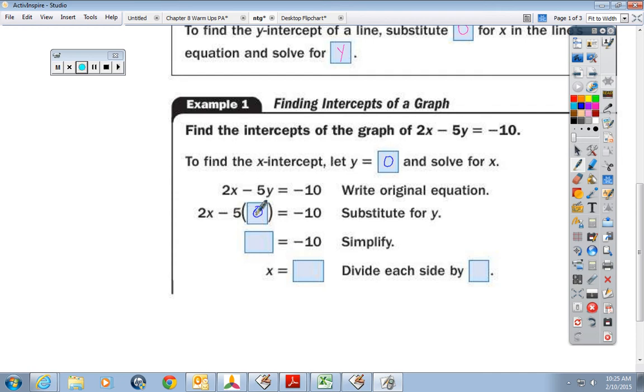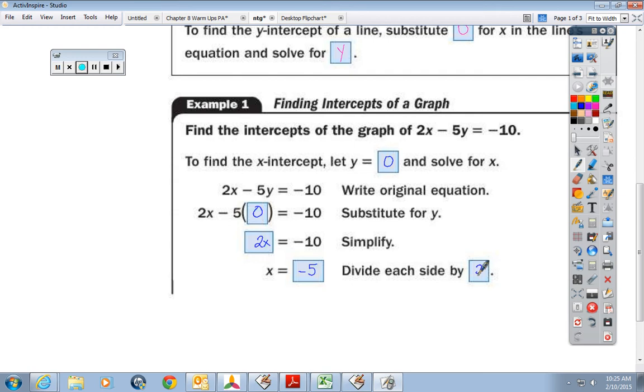So instead of writing 2x minus 5y equals -10, we're going to write 2x minus 5 times 0 equals -10. Okay, so what's 5 times 0? 0. So that cancels out, right? And we're left with 2x equals -10. Now what would we have to do to find x? What's being done to x? We multiply by 2, so we would divide by 2. What is -10 divided by 2? -5. So we divided each side by 2.